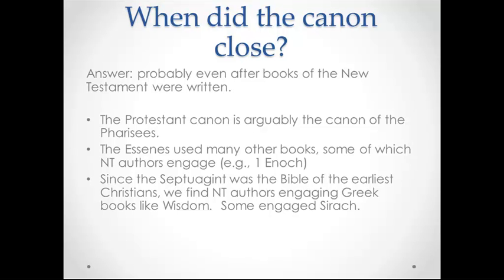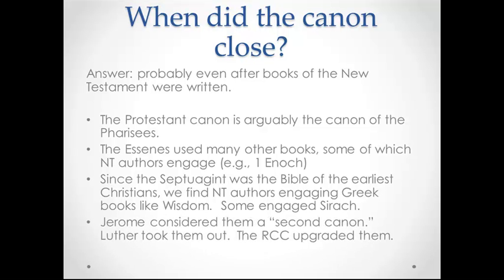Now the Septuagint, the Greek Old Testament, was the Bible of the earliest Christians. So we do find the New Testament authors engaging Greek books like the Book of Wisdom. In Romans 1, Paul may be using material from the Book of Wisdom. When Jesus says in Matthew, "Take my yoke on you," this may be an allusion to the Book of Sirach. And so the edges of the Old Testament canon may have been a little fuzzy at the time of Jesus. Jerome considered the books of Sirach and Wisdom to be in a second canon, a Deuterocanon. Luther took them out. The Roman Catholic Church in response then upgraded them. I think the most natural conclusion is that those 7 books that ended up in the Roman Catholic canon were kind of in a second tier until Luther said, no, I don't like them at all. And then the Roman Catholic Church says, well, we're going to make them full scripture, proto-canonical, at the Council of Trent in 1545.